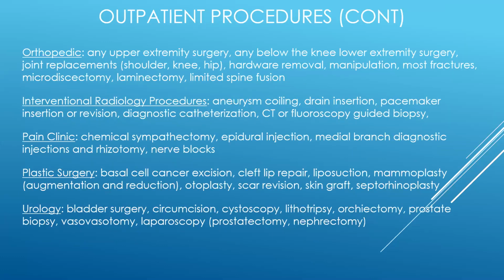Orthopedic was another early specialty that entered the ambulatory surgery environment. And especially with the use of nerve blocks, a lot of procedures that used to be inpatient procedures have been converted into outpatient procedures. In the United States, any upper extremity surgery, no matter what, can be done as an outpatient. Any below the knee lower extremity surgery is done as an outpatient. And total joint replacements, shoulder, knee, and hip. The emerging field in orthopedics right now is back and spine surgery. Historically, only microdiscectomy and laminectomy were done, but now limited and more extensive spine fusions are also being done in the outpatient setting. Interventional radiology, for example, pacemaker insertion or revision, fluoroscopic guided biopsy, diagnostic catheterizations are all done.